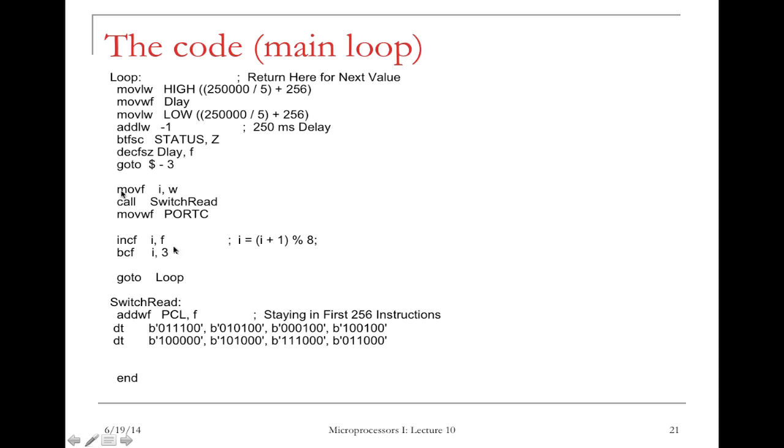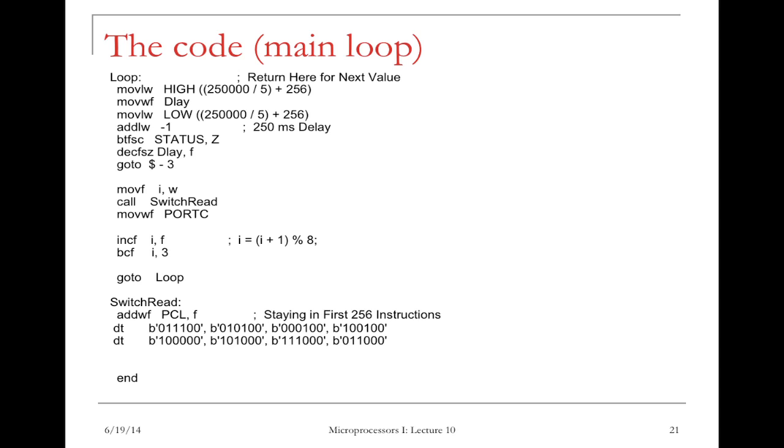And after that, we will do this with counter I. Counter I will be incremented by 1, and it will clear bit 3, which is to just use the lower 3 bits. Then we're going to go back to the loop. This is to make sure that the value of I will change from 0 to 7. So when you call the switch read, the W will be either 0 or 1 or 2 up to 7. So these bit sequences will be used as the control sequence. Do you follow me?